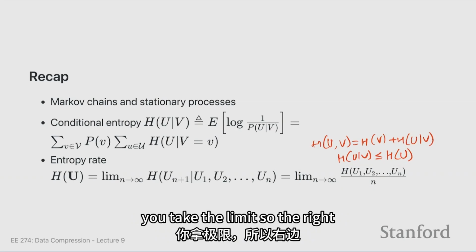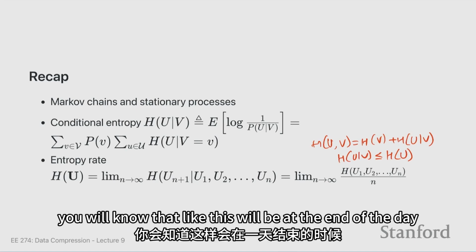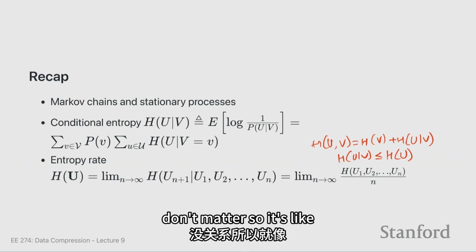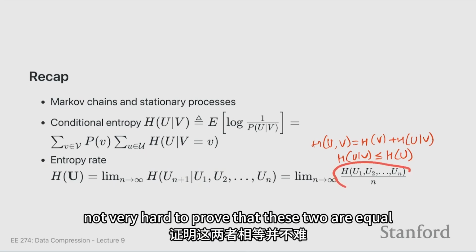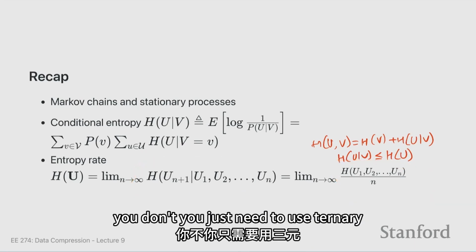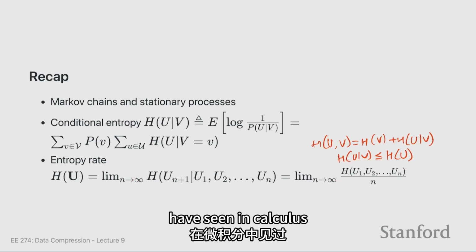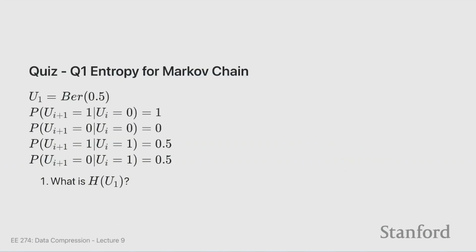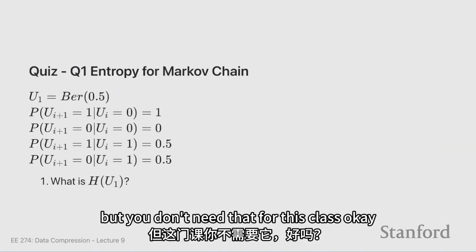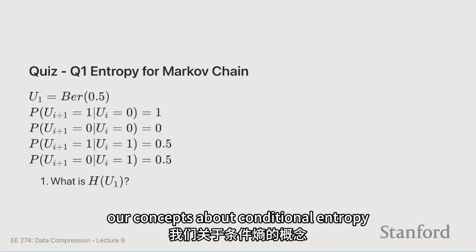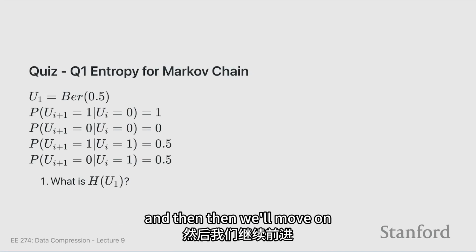And obviously if you have done limits, you will know that this will at the end of the day be dominated by the large terms. The first few terms don't matter. So it's not very hard to prove that these two are equal. You just need to use stationarity and some properties about limits that you might have seen in calculus. But you don't need that for this class. Okay, so with that in mind, let's quickly do the homework, which will refresh our concepts about conditional entropy, entropy rate, and so on. And then we'll move on.